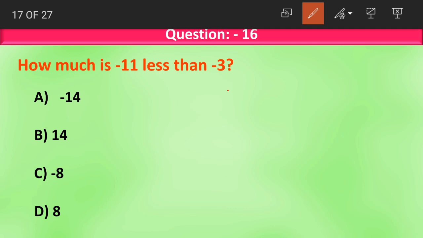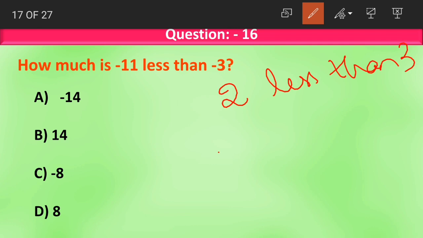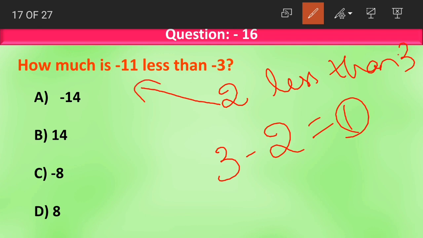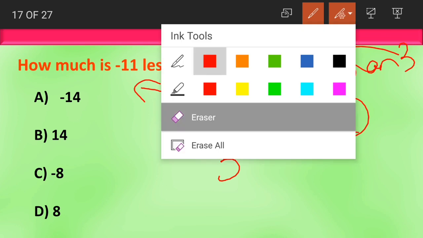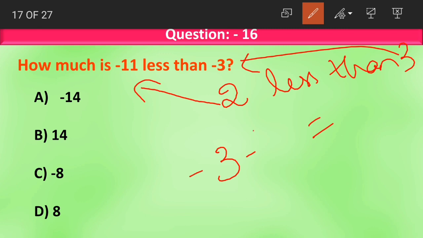If you understand this question from the positive integers point of view, I am taking an example. How much is 2 less than 3? If I ask you how much is 2 less than 3, how will you say? 3 minus 2 is equal to 1, right? So in the place of 2 we are having minus 11. In place of 3 we are having minus 3. I'll replace those numbers here. Okay. Minus 3 minus of minus 11. Understood?